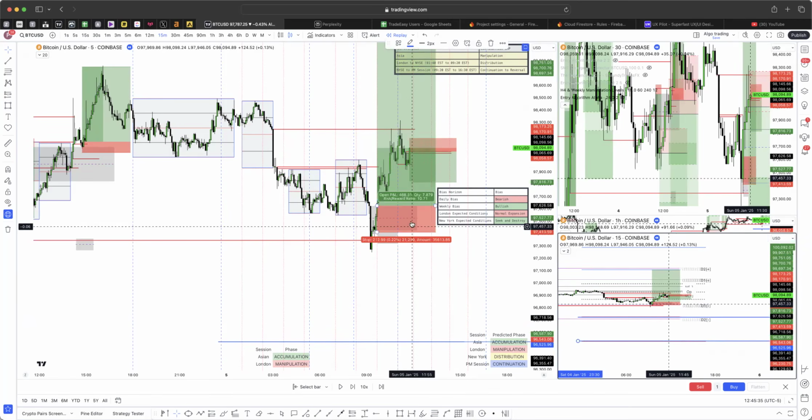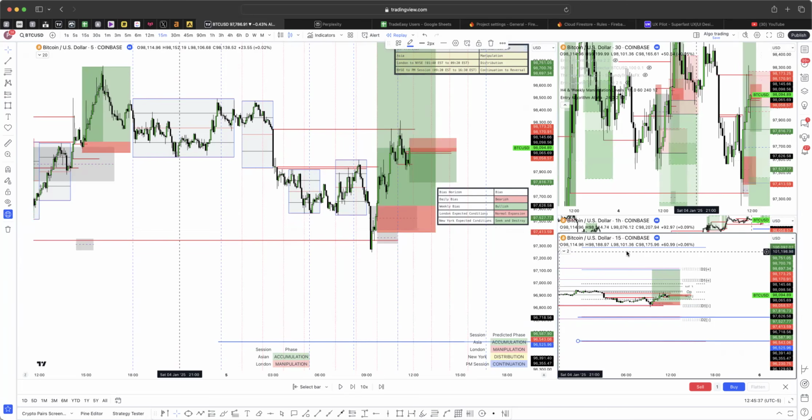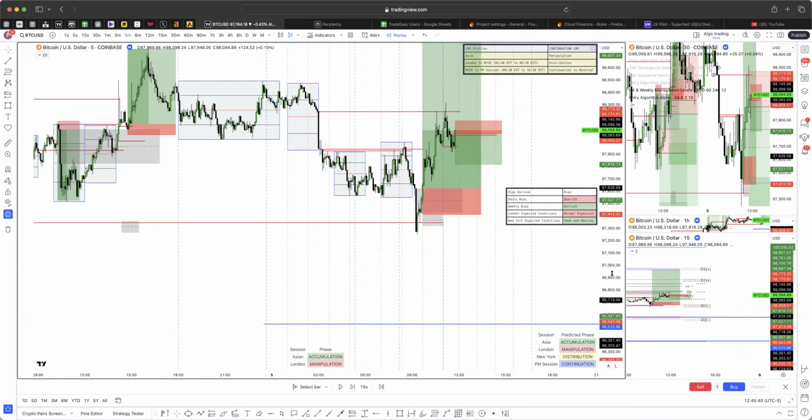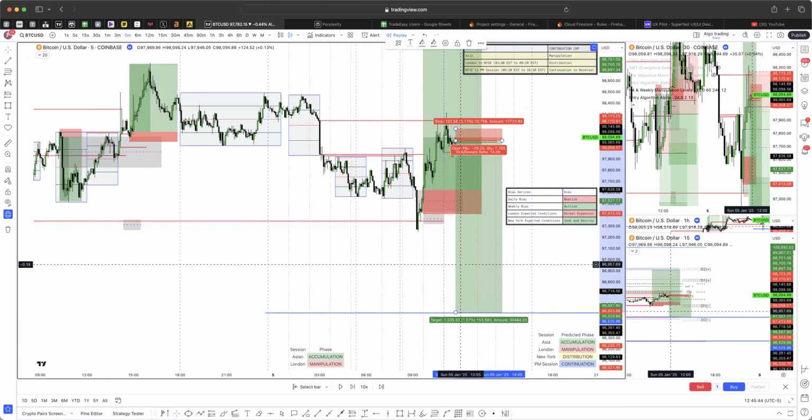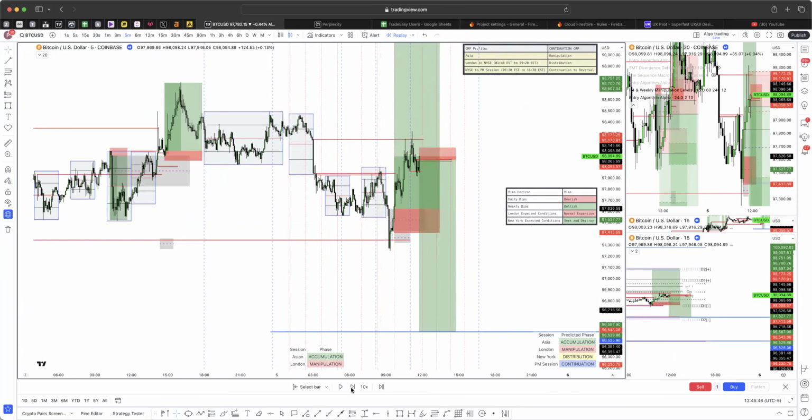So one is going to be, I think, 200 pips away. Other one is going to be 300 or 400 pips away. And this is going to be the setup. I prefer going for the first level of distribution, but yeah. So this will be the setup.